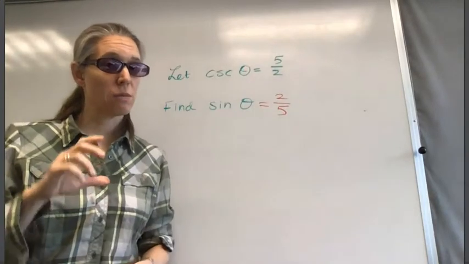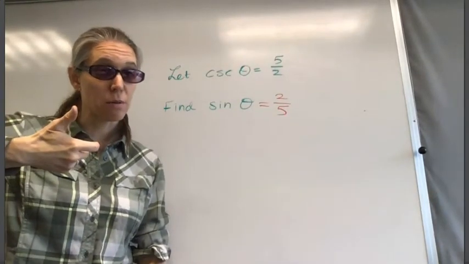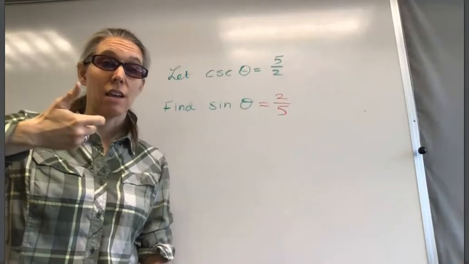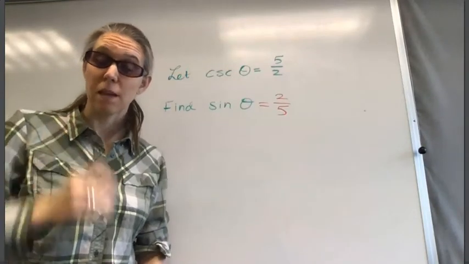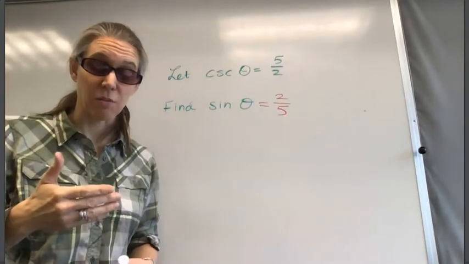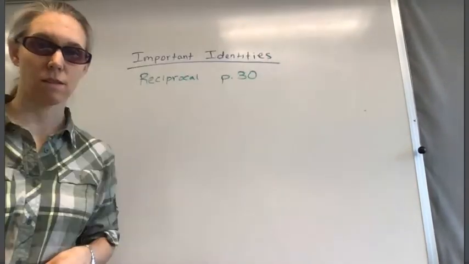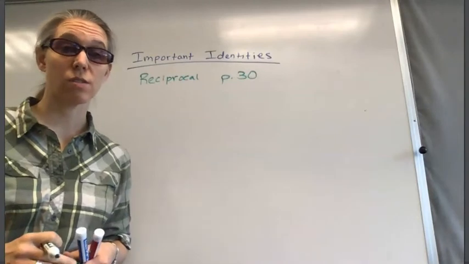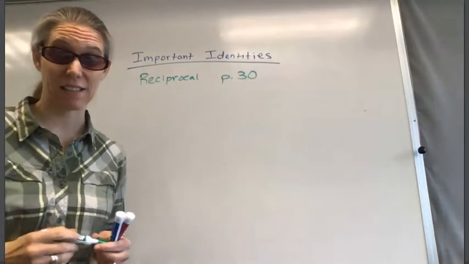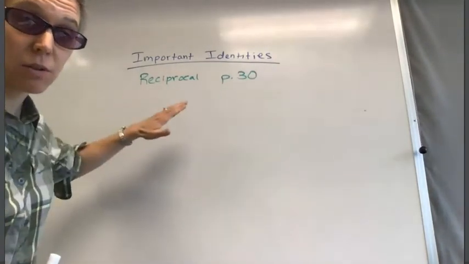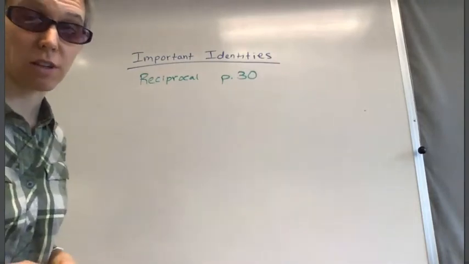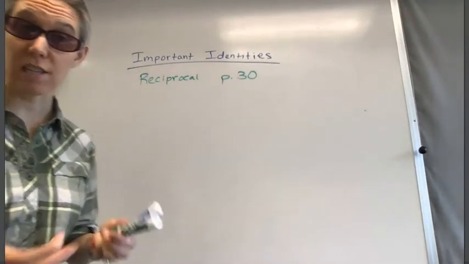The only difficulty you might have is when you flip over the number, you may end up with an irrational number in your denominator, in which case you would need to rationalize the denominator. So in 1.4, we are introduced to very important identities. I already said that the reciprocal identities are found on page 30. There are also the quotient identities.